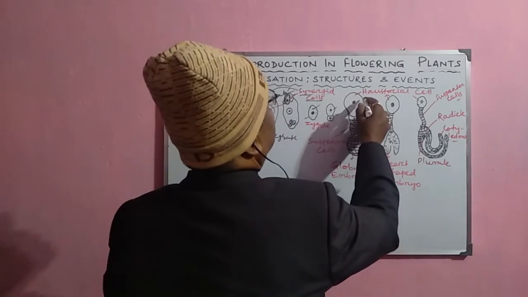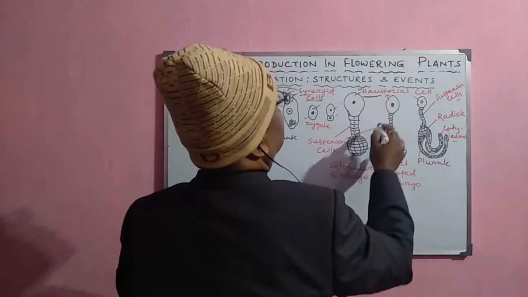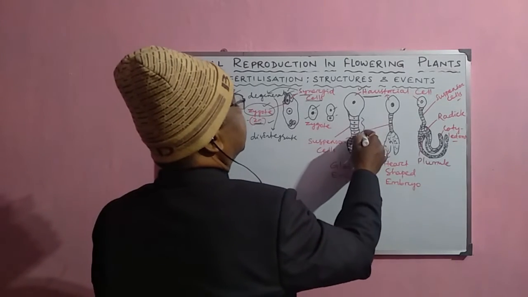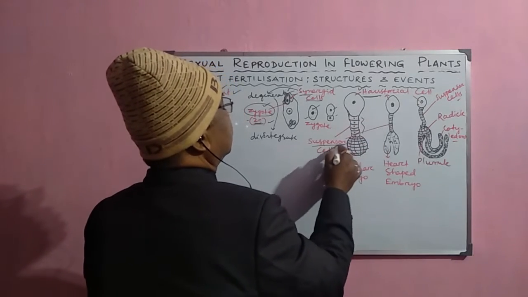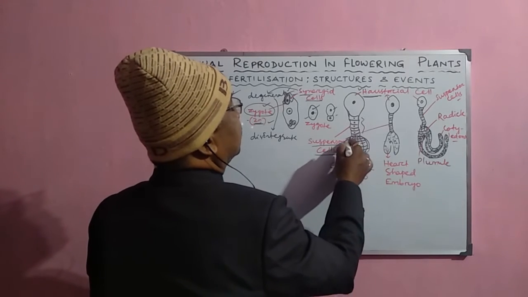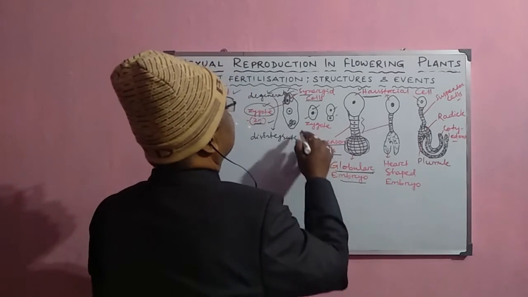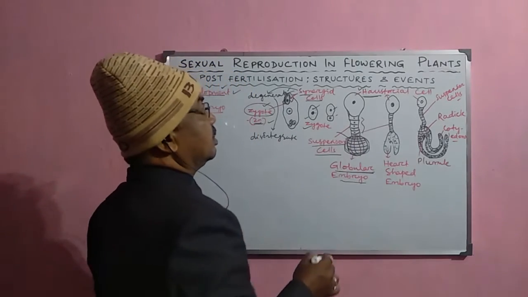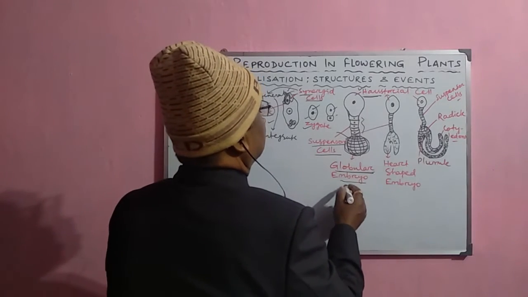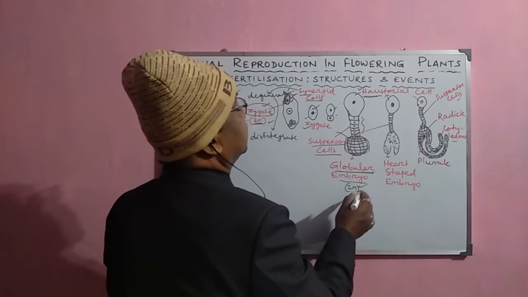And the lowermost cell, which is present in this part, is the haustorial cell, which is the larger one. Then the next cells are called the suspensor cells, and this part actually develops into the embryo. And this is the globular embryo, where the zygote divides into a number of diploid cells. The globular embryo consists of a number of diploid cells.